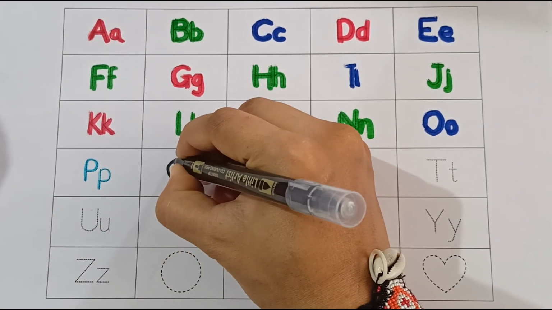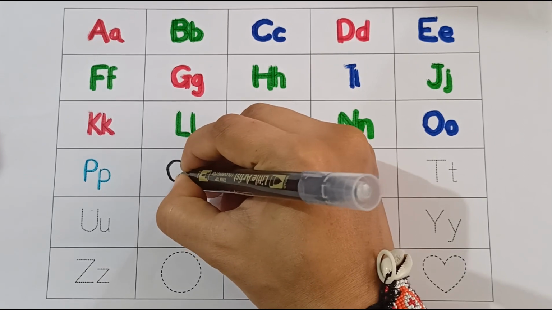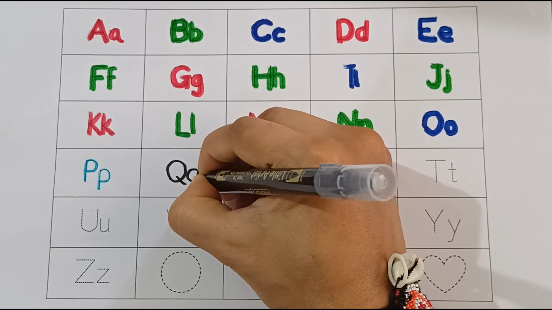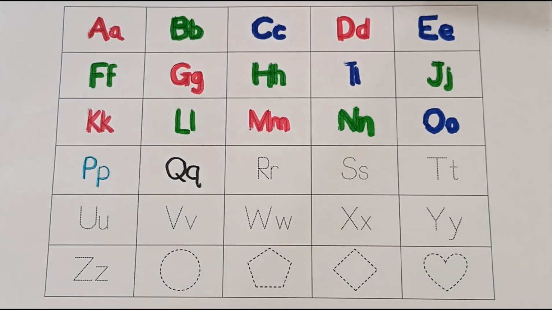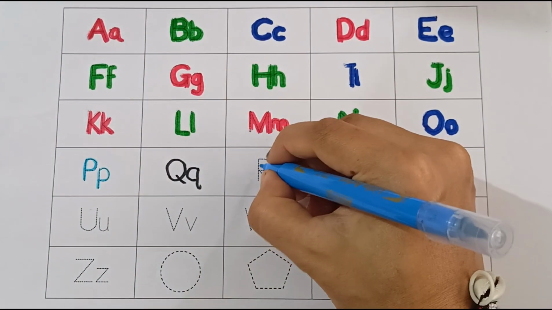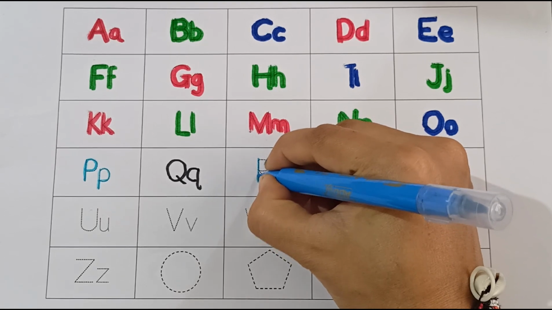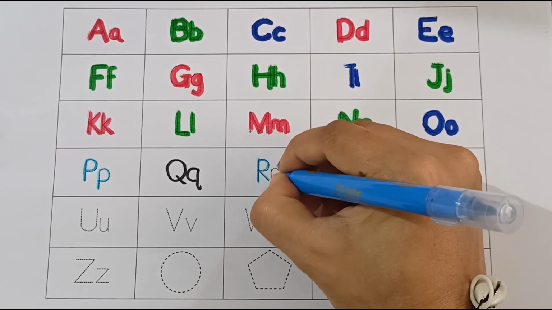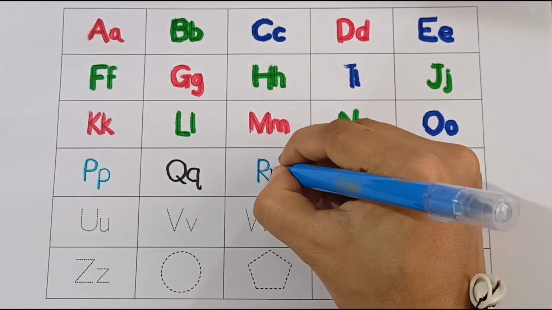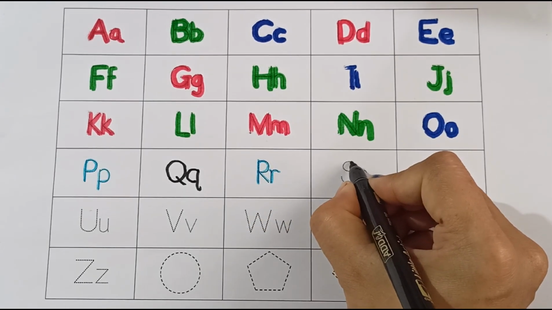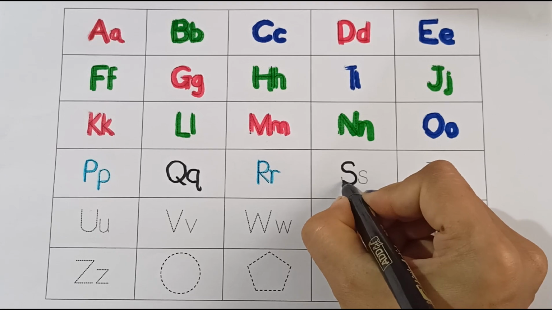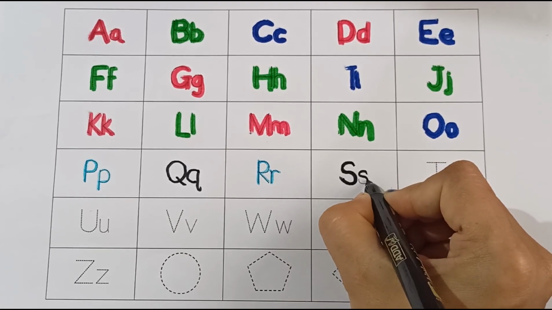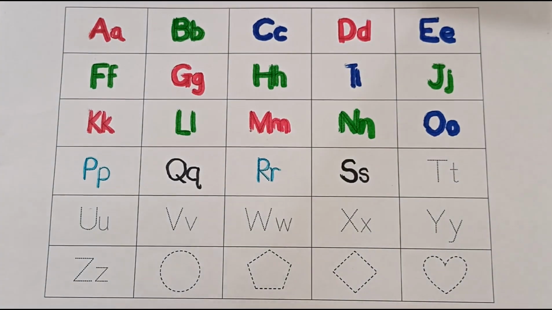This is capital Q. Q for queen. This is small q. Q for queen. This is capital R. R for rabbit. This is small r. This is capital S. S for sunflower. This is small s. S for sunflower.